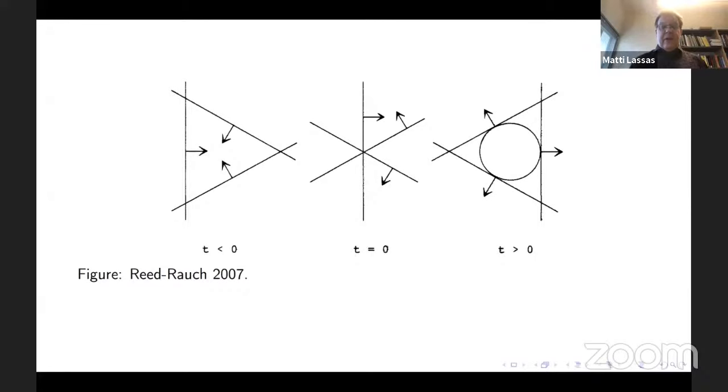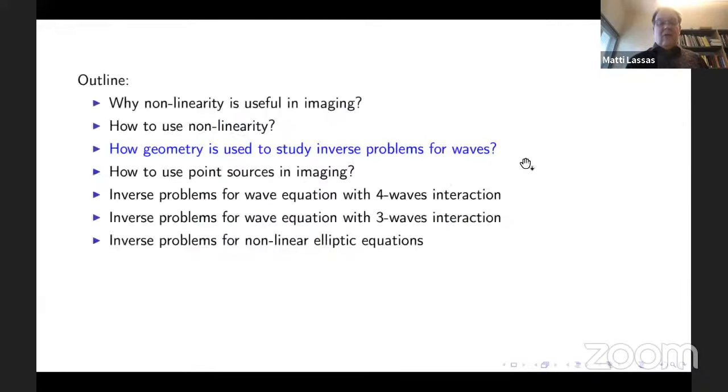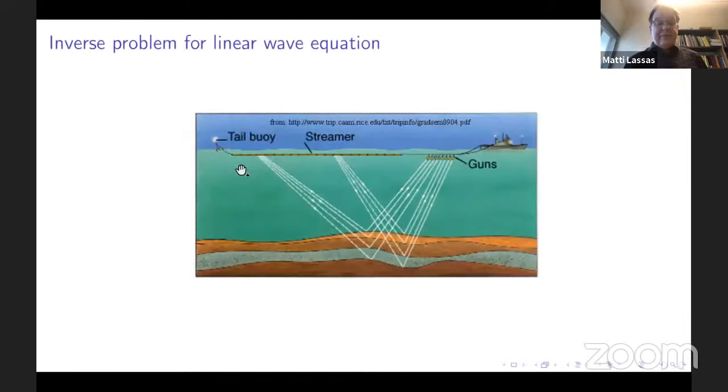Okay, let's move forward. So now the first is how to use nonlinearity. This part we considered Euclidean space. The wave speed was constant. Actually, when wave speed is not constant, we are going to use geometry to study the inverse problem. So let's move to this part.